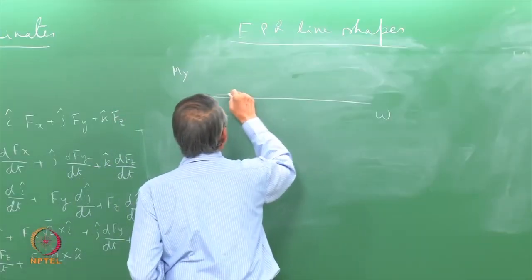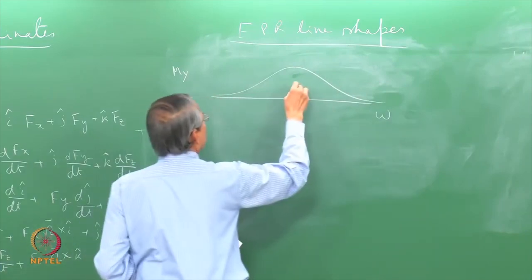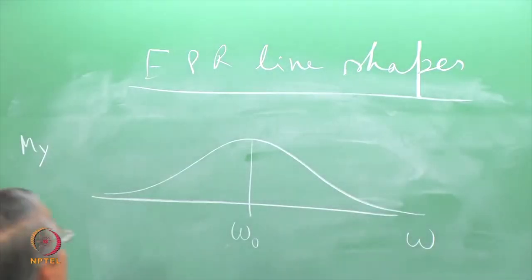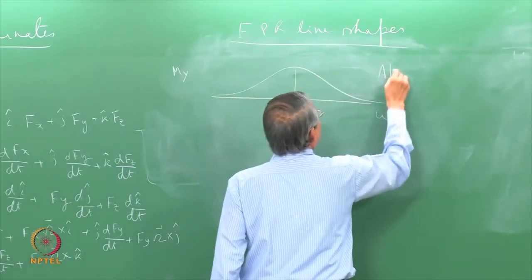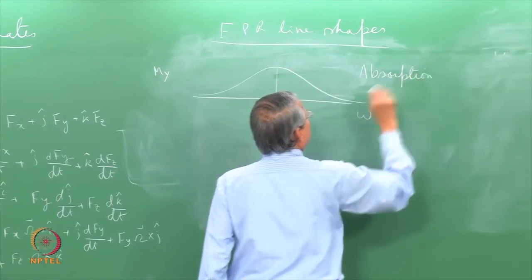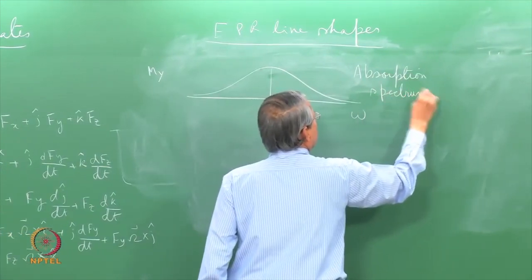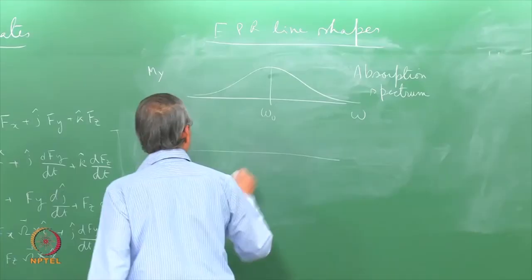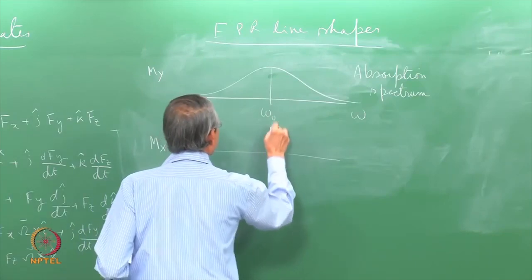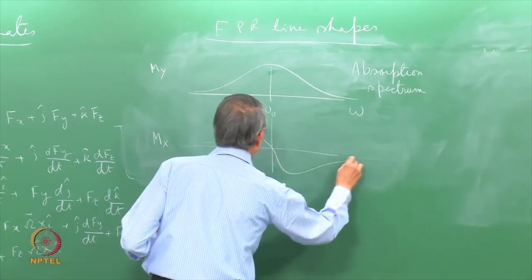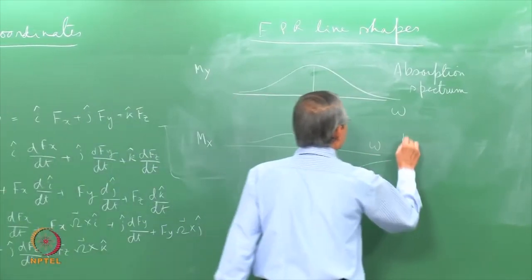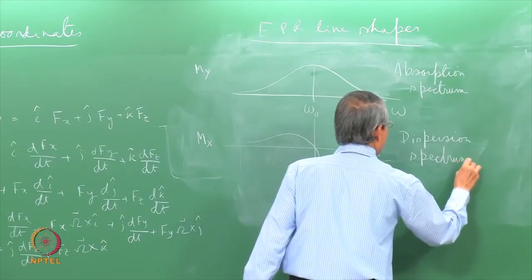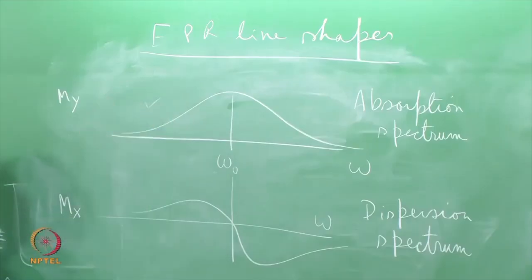This will look like this, where this peak corresponds to omega 0. So, this is called the absorption profile or absorption spectrum. Similarly, if we plot the Mx component, this will look like this. This is called the dispersion spectrum. Usually, this is detected in the EPR spectrometer.